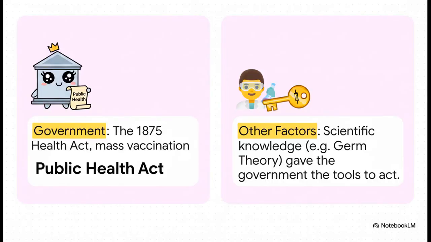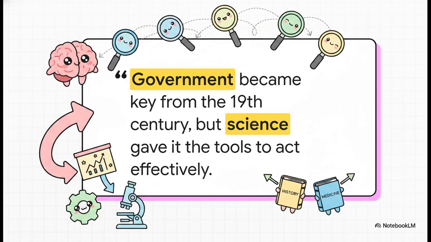So for your argument, you can go in really strong. You can say that from the 1875 Public Health Act, the government became the main player. Absolutely. But, and here's the clever bit, you qualify it. You argue that the government could only be so effective because science, thanks to people like Jenner and Pasteur, had finally given them the right tools to do the job. You see how that works? That is how you link factors together for a top-level judgment. You're not just saying it was the government. You're arguing the government became the most important factor from this point on, but it needed science to make it happen. That layered analysis is exactly what examiners are looking for.